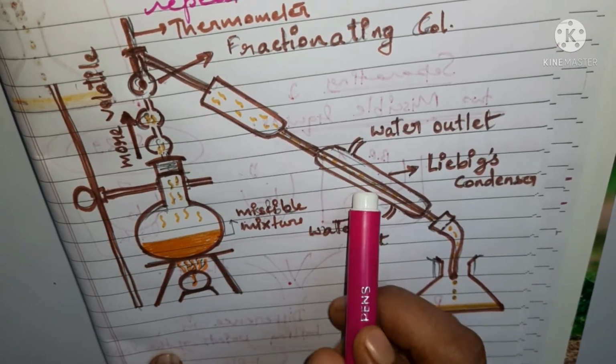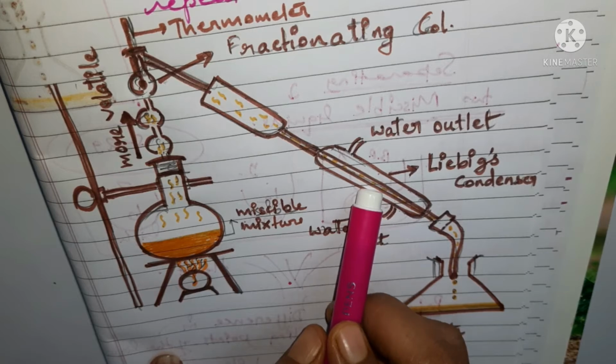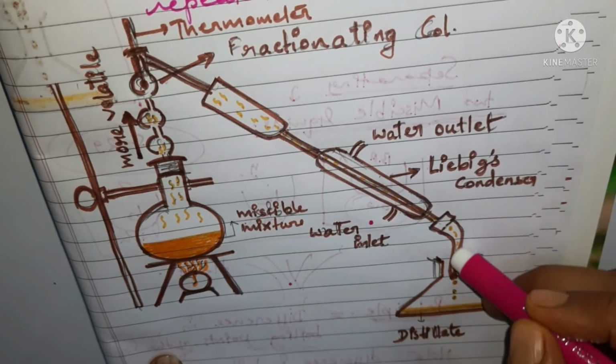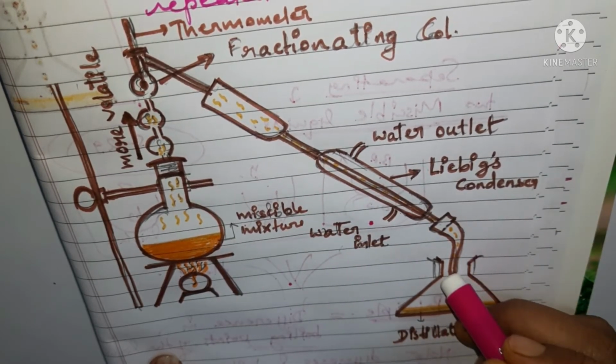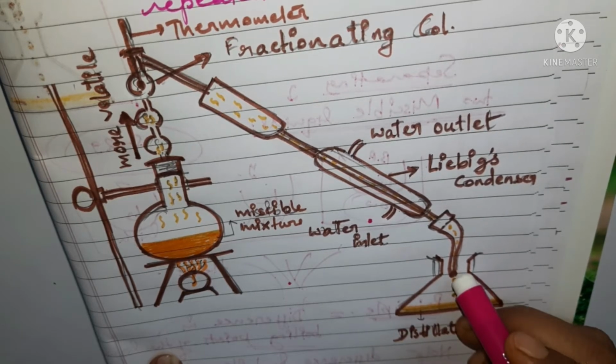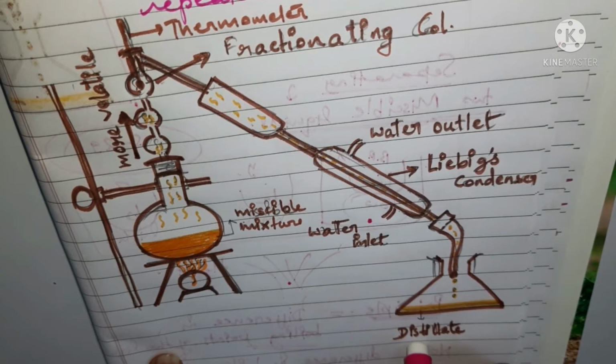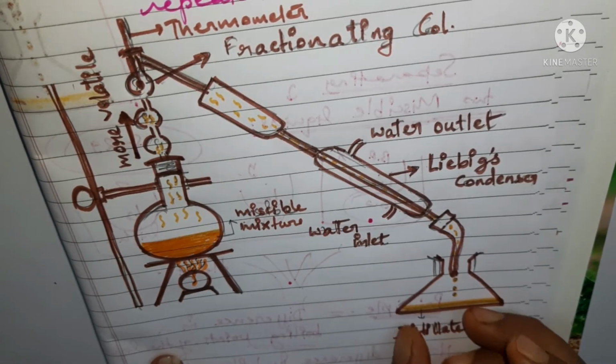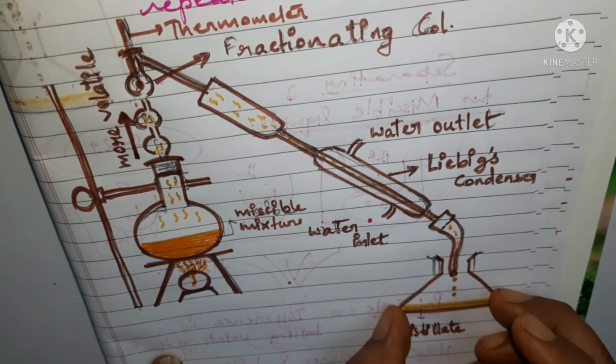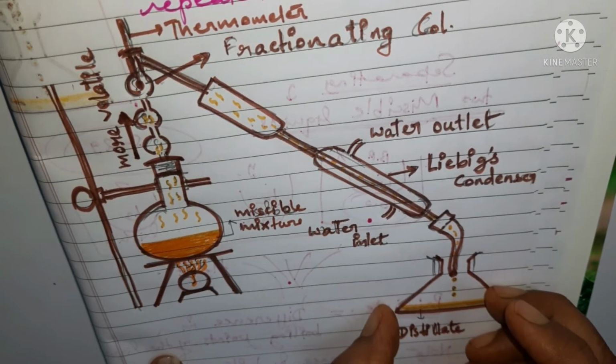And once it is cooled down, it changes to liquid form, and that liquid is allowed to pass through this pipe, from where this water is collected in this conical flask in the form of distillate. Okay, so this is how you are going to collect this first liquid part.